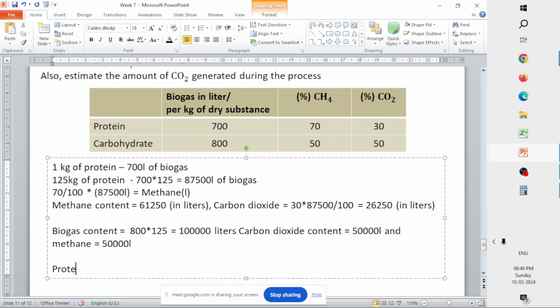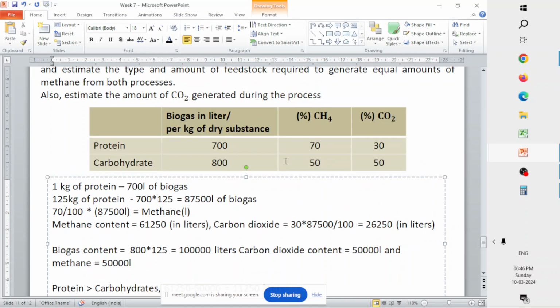Protein generates more than carbohydrates, and how much more? 61,250 minus 50,000, so that will be 11,250 liters of methane getting generated more when the protein based feedstock is undergoing digestion.